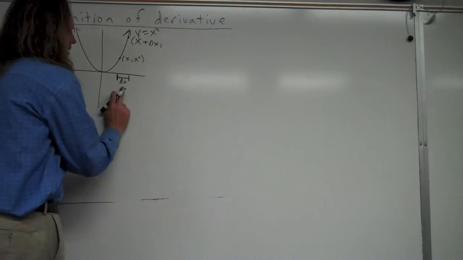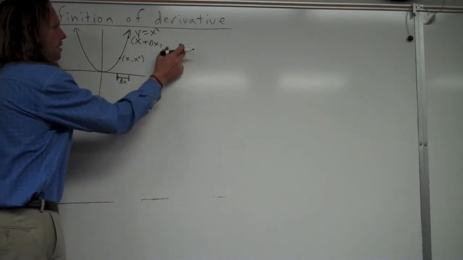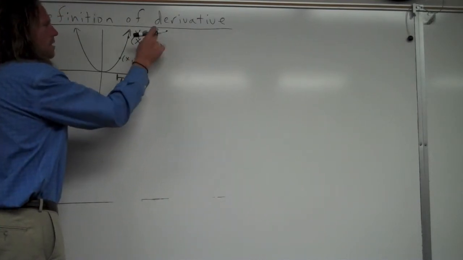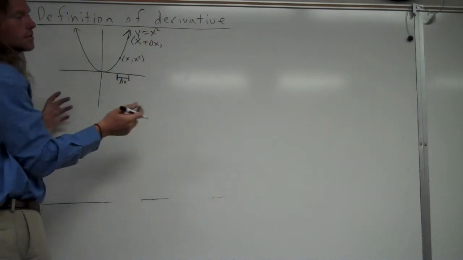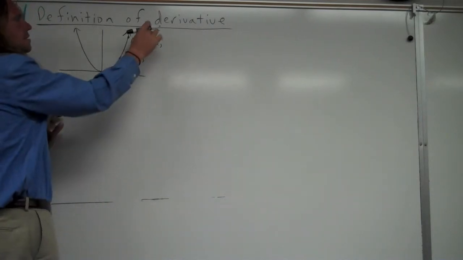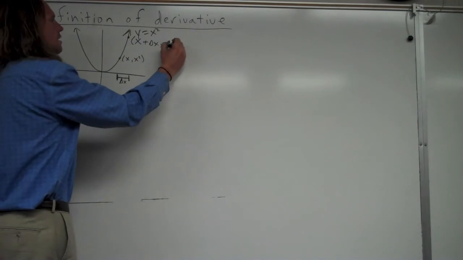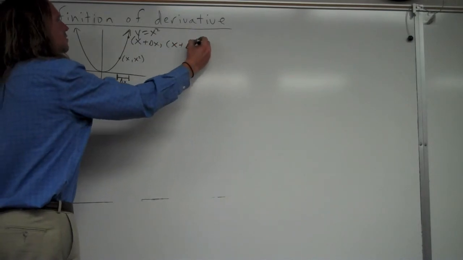And then, how I find my y-coordinate at this point is I take x plus delta x and plug it into my equation, which is x squared. So I'm taking x plus delta x and replacing it for x. So it's going to be (x plus delta x) squared.